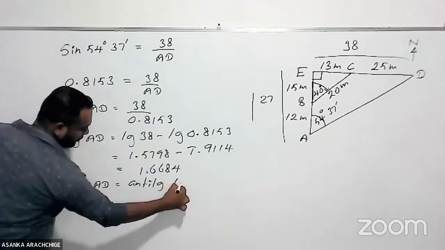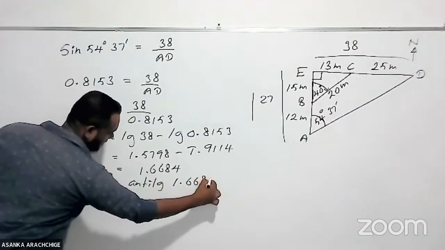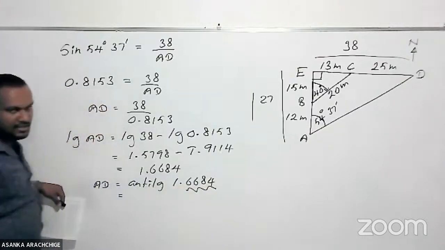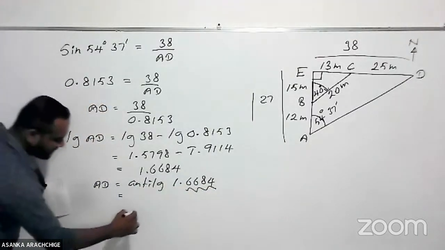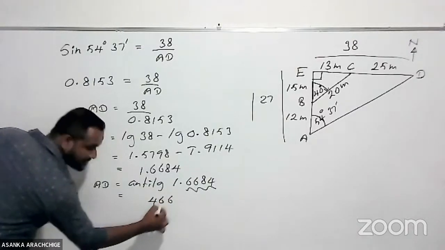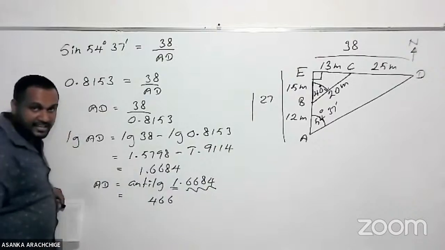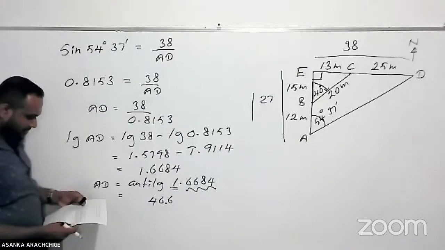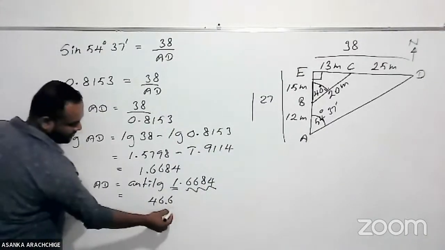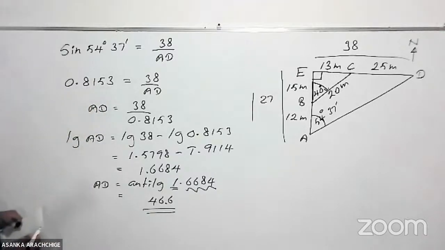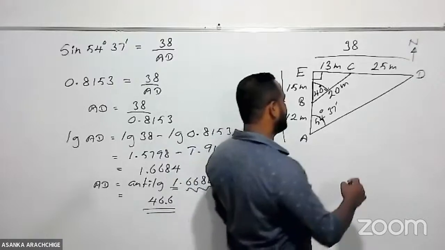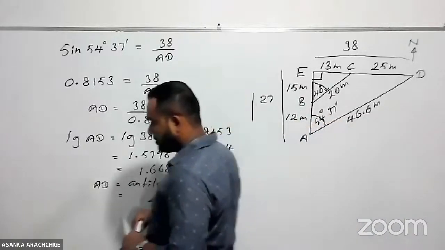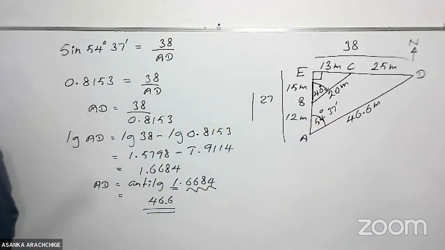anti-logarithm of 1.6684. What is the location of this mantissa in the log table? 46.6. Now use the characteristic, that is 1. That means there should be 2 digits on the whole number side. Answer: 46.6 meters. Right. That is the end of the discussion of the paper.